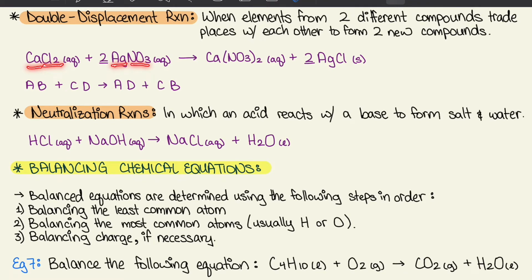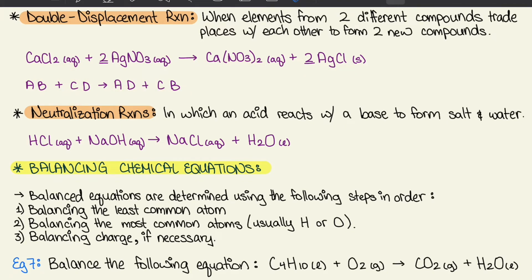So what we want to do is, once we've identified the A, B, C, and D, we will take B and D and make them flip places with each other. So the final answer would have A with D plus C with B. And that comes down to Ca(NO3)2 plus AgCl. And that would be your double displacement.